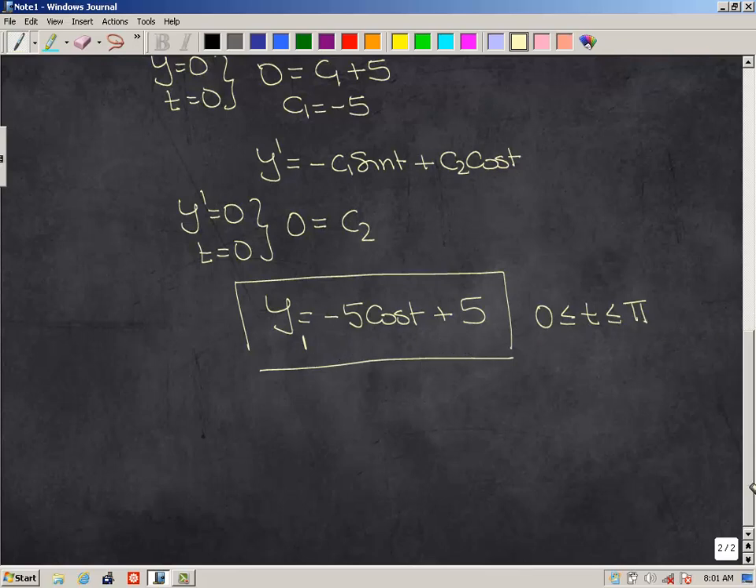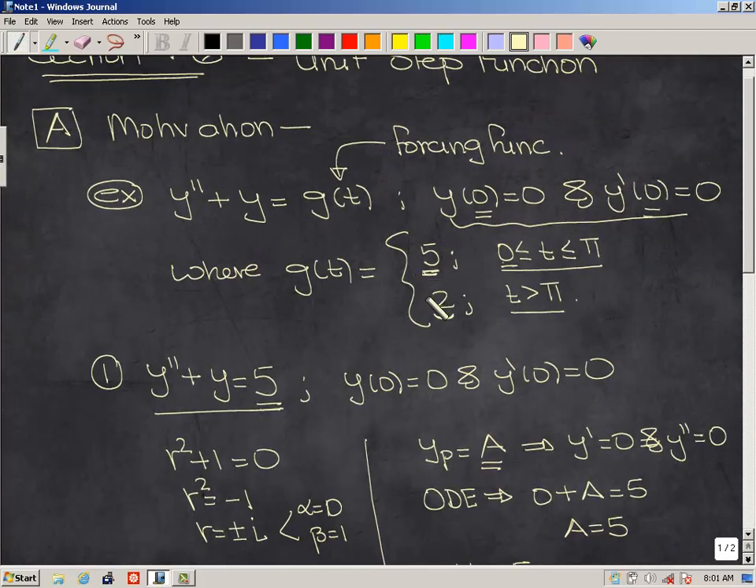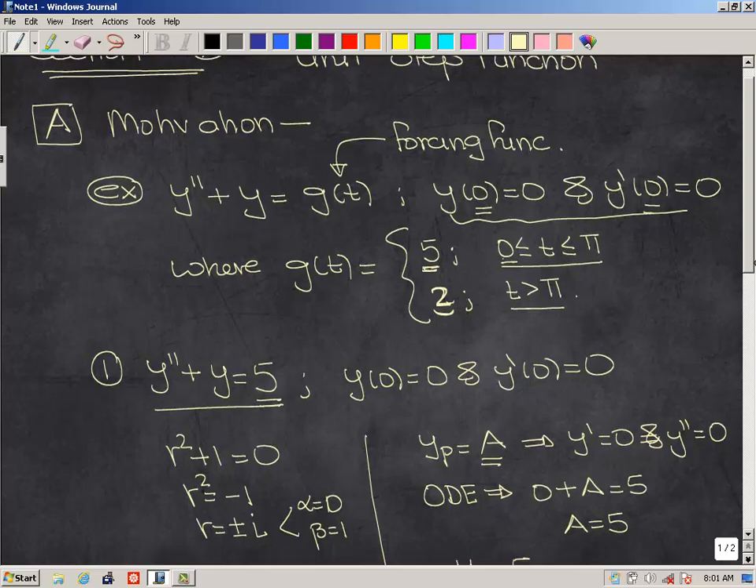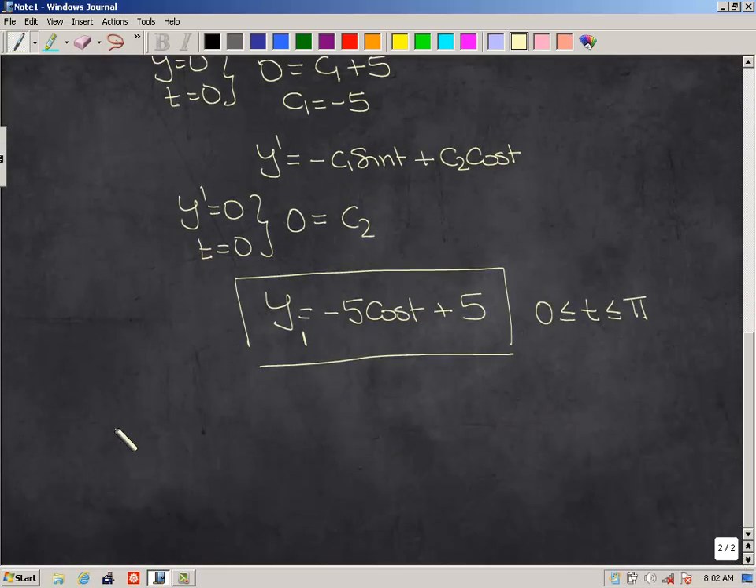Okay. So what we want to do now is do the same problem again, but this time g of t is going to be 2. Okay, so let's do that. So we're going to do this problem again. We get y double prime plus y is equal to 2.